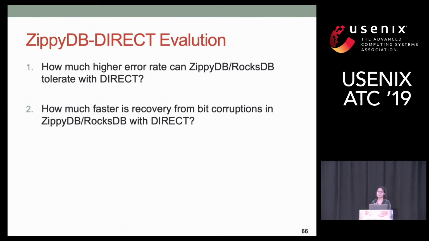OK, so some evaluation numbers. What we really want to evaluate in this section is, one, this is a whole discussion about higher error rates. So really, how much higher of an error rate can ZippyDB tolerate with Direct? And two, because we now recover only a very small key range as opposed to an entire data node, how much faster is recovery with Direct in ZippyDB?